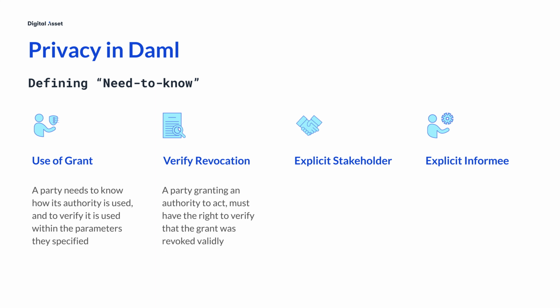It is clear that regardless of how it was ultimately granted and revoked, I have a need to know that these authorization changes were valid and correct. Therefore, a party granting an authority to act must have the right to verify that the grant was revoked validly.